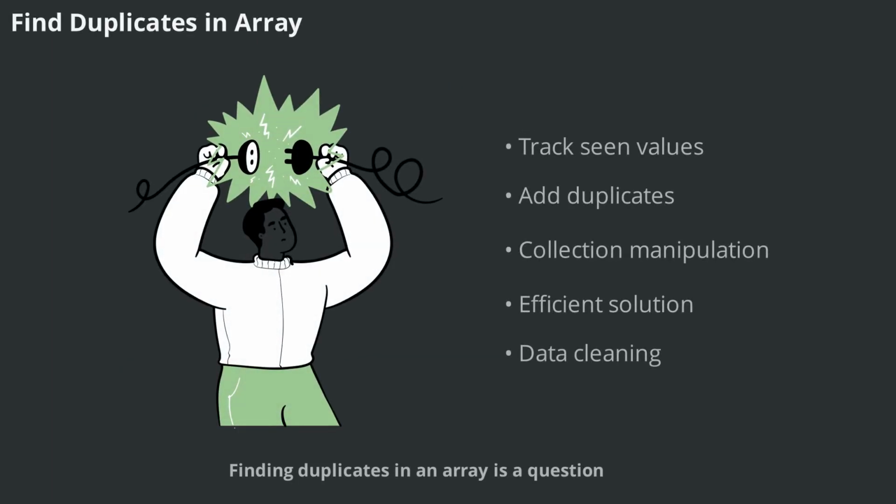Finding duplicates in an array is a question that tests your ability to use sets and lists. By tracking seen values and adding duplicates to a separate list, you can identify repeated elements. For example, 1, 2, 3, 4, 2, 5, 3 yields 2 and 3. This problem demonstrates your skill in collection manipulation and handling arrays. Interviewers look for efficient solutions and your ability to write readable code. Practicing this prepares you for more advanced data cleaning tasks.